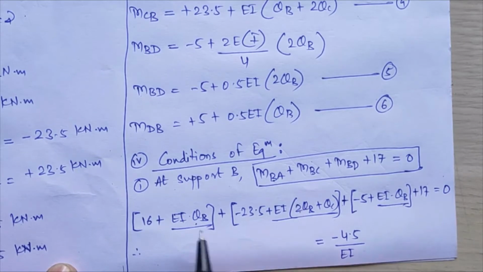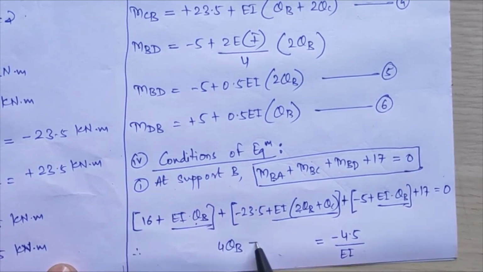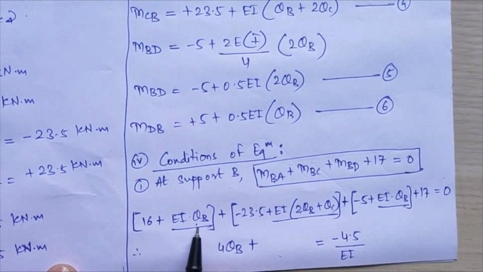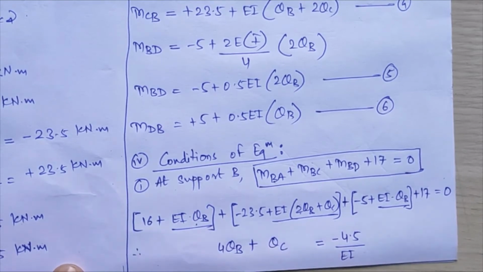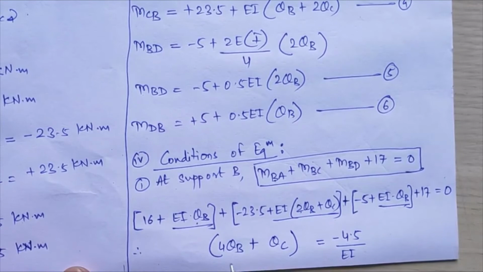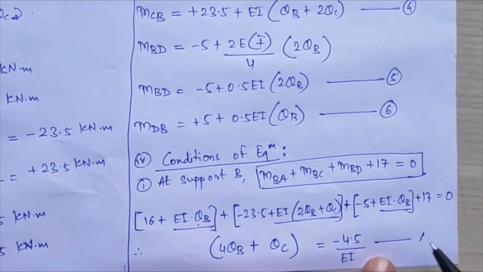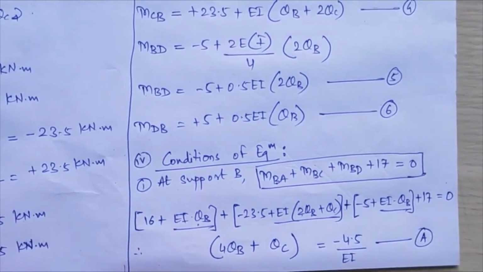So 1 plus 2 plus 1 gives 4 times theta B. Here you are not having a theta C term, here there is a theta C term, that is 1 theta C. So that will come equal to theta C. This will be your first equilibrium equation, that is 4 theta B plus theta C is equal to minus 4.5 upon EI. I'll call it equation number A.